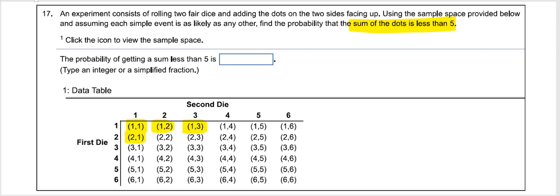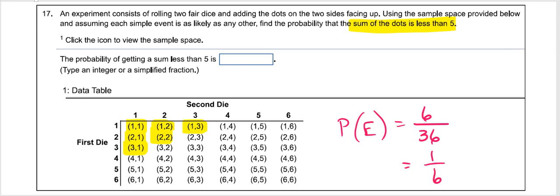Okay, the next row, 2 plus 1 is less than 5. 2 plus 2 is less than 5. But the rest in that row are 5 or bigger. Next row, 3 plus 1 is less than 5. And that's it. None of the others in rows 4, 5, or 6 would have a sum less than 5. Okay, so for the probability of that event, how many did we highlight? 1, 2, 3, 4, 5, 6. And there are 36 in our sample space. 6 over 36 reduces to 1/6. So the probability of getting a sum less than 5 is 1/6.